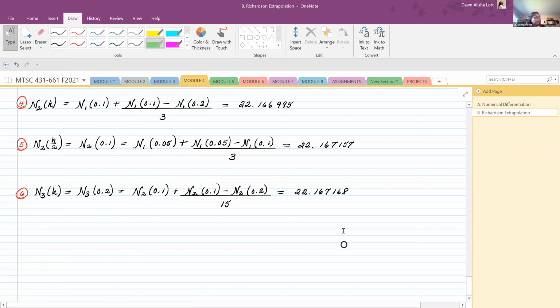It's a pain because you have to keep doing the table, but if you start off with a poor approximation and you want a better approximation and you don't want to rederive a formula, Richardson's extrapolation is the way to go. Okay, any questions about that?